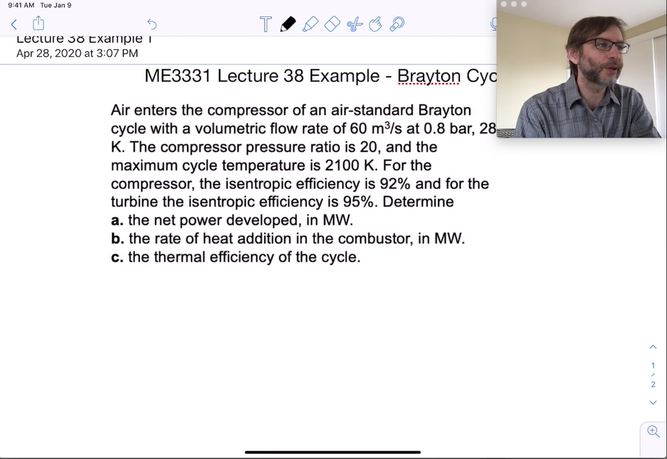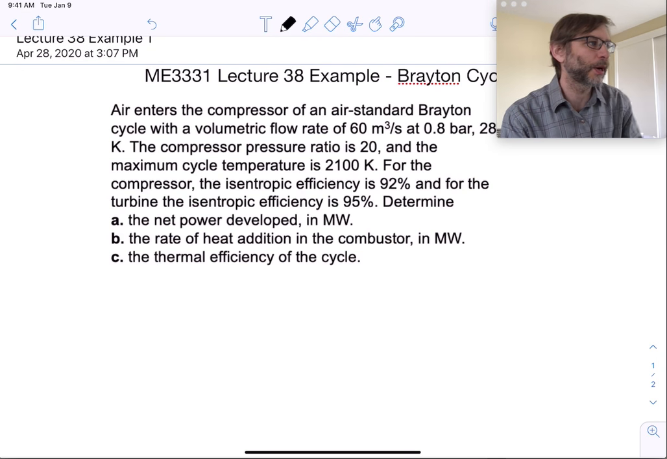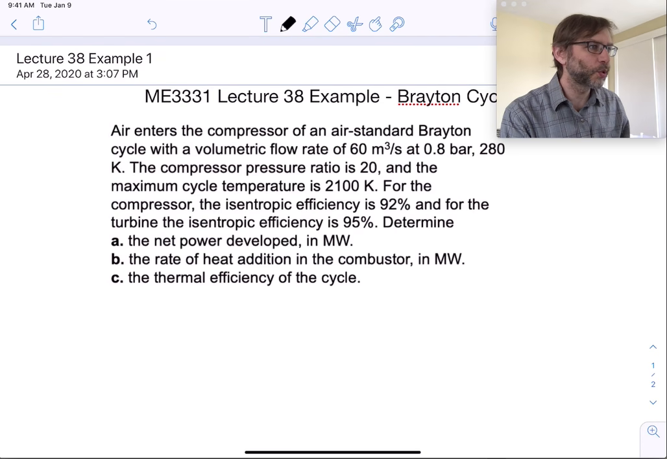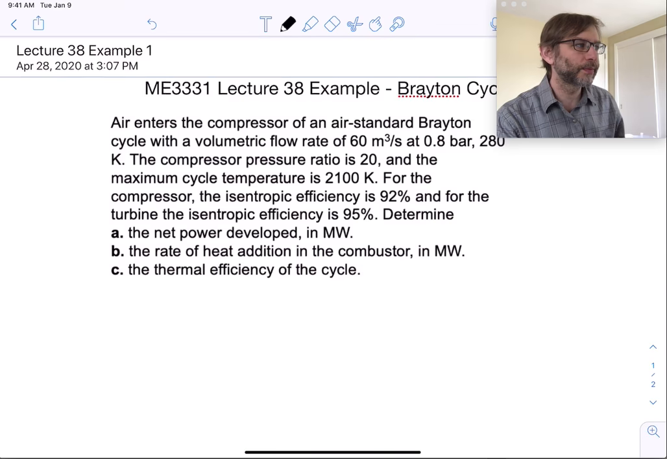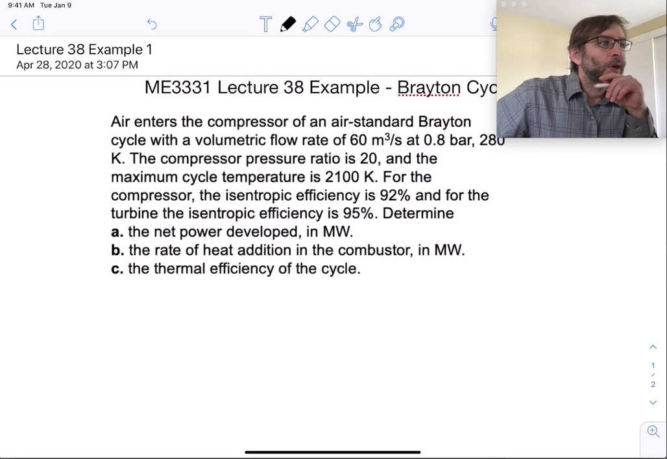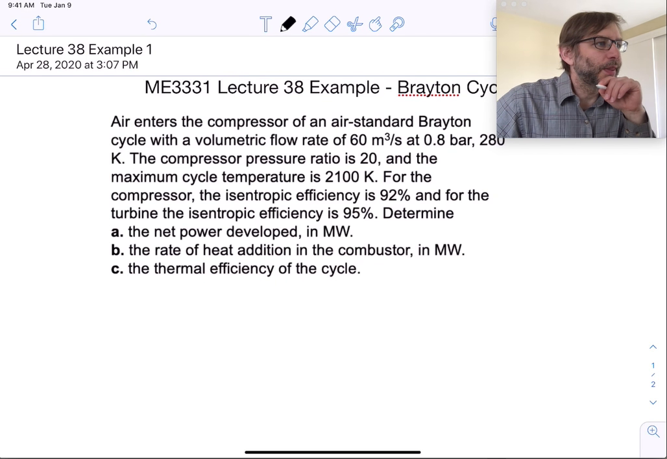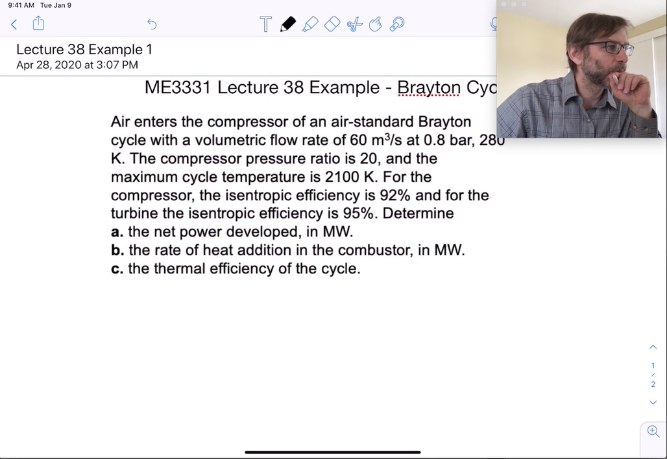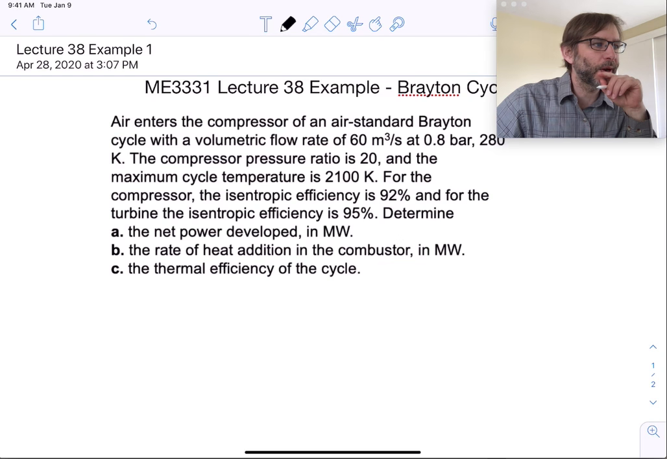Okay, so the air enters the compressor of an air standard Brayton cycle with a volumetric flow rate of 60 meters cubed per second at 8 bar and 280 K. That's about atmospheric. The compressor pressure ratio is 20, and the maximum cycle temperature is 2100 K. For the compressor, the isentropic efficiency is 92%. Oh yeah, we do have efficiencies. And for the turbine, the isentropic efficiency is 95%. Determine the net power developed in megawatts, the rate of heat addition to the combustor in megawatts, and the thermal efficiency of the cycle.